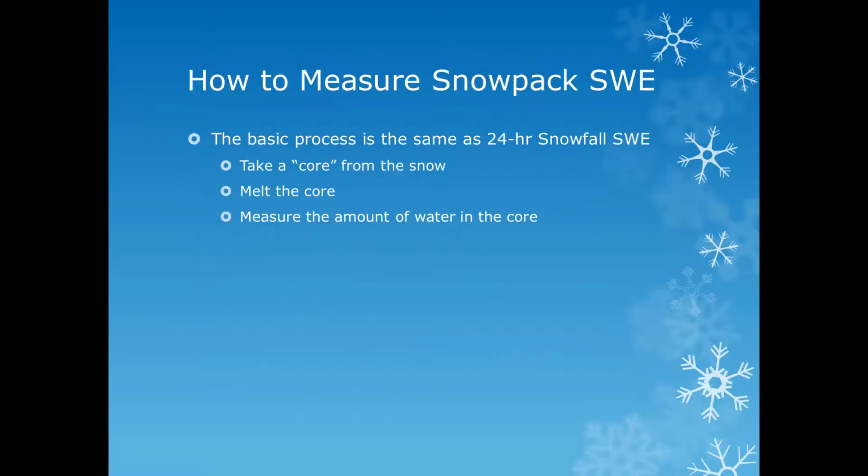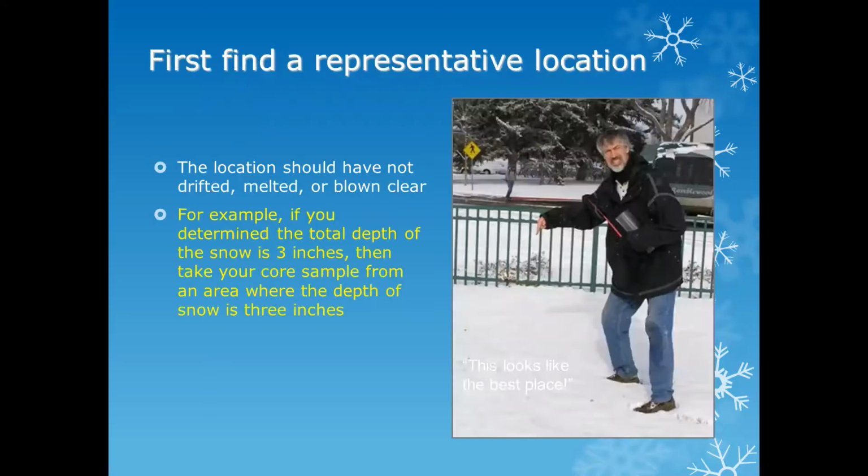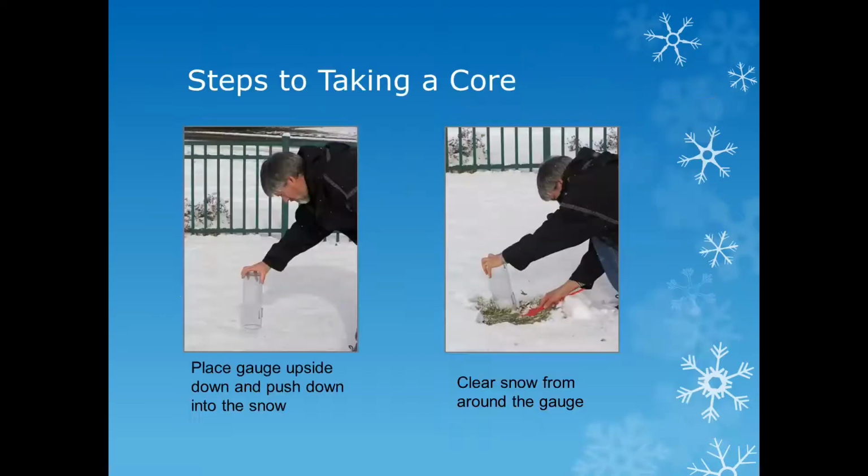The process is the same as measuring 24-hour SWE. You take a core, you melt the core, and then you measure that water. You don't want to have an area that's been drifted, melted, or blown clear. Obviously, there'd be nothing to measure, but you make your snowpack depth determination, and then you find an area that is equivalent to that depth. So if you've got 3 inches of snow, then you find an area where there is 3 inches of snow and take your core from that spot. And again, it's the same process.